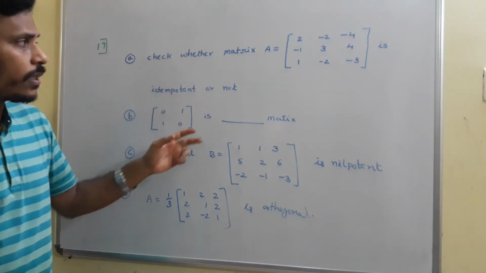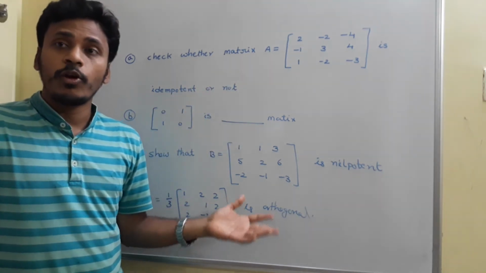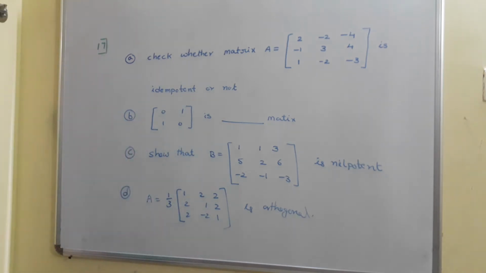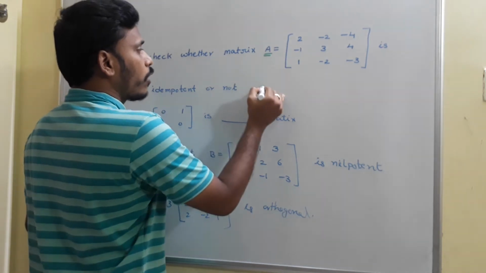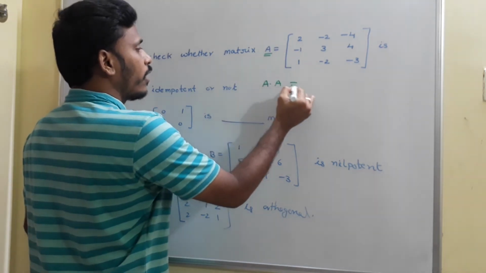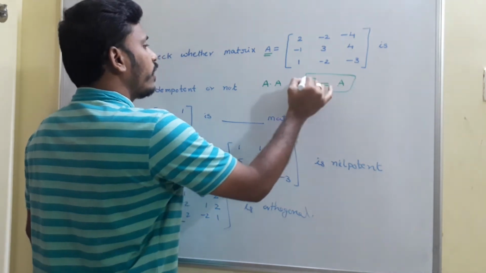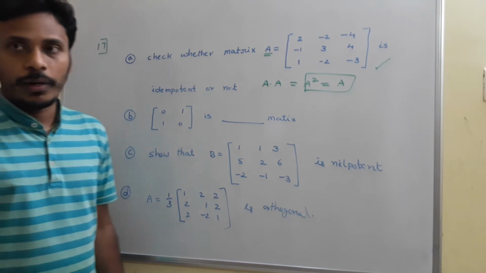First one is to check whether the given matrix is idempotent or not. How to check? As we discussed, the matrix is idempotent if A square is equal to A. So I have A, you just multiply A with A, then you will get A square. If the result is again A, then it is idempotent, or otherwise it is not idempotent.